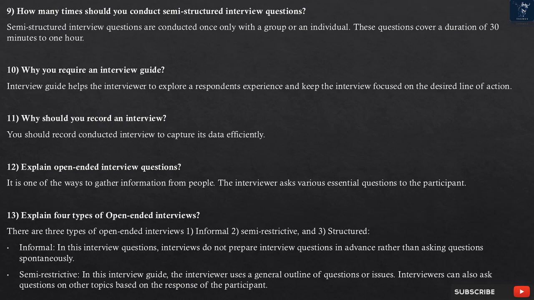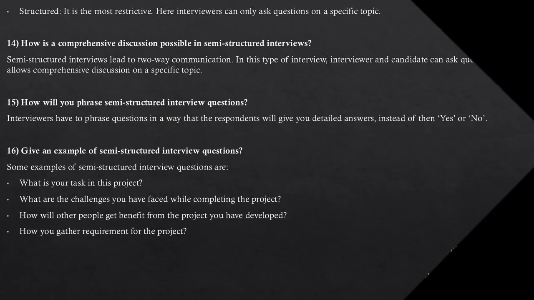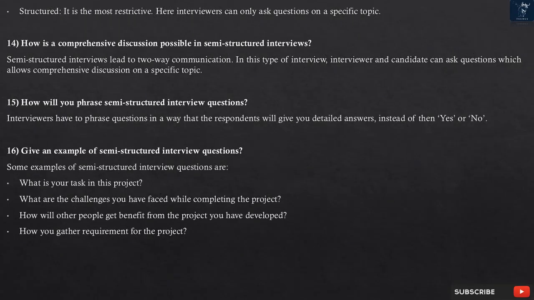Informal. In this interview, interviewers do not prepare interview questions in advance, but ask questions spontaneously. Semi-restrictive. In this interview guide, the interviewer uses a general outline of questions or issues. Interviewers can also ask questions on other topics based on the response of the participant. Structured. It is the most restrictive. Here interviewers can only ask questions on a specific topic.